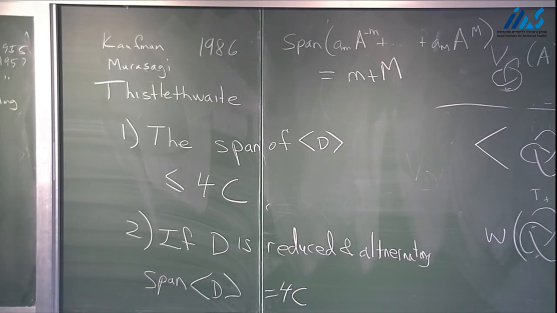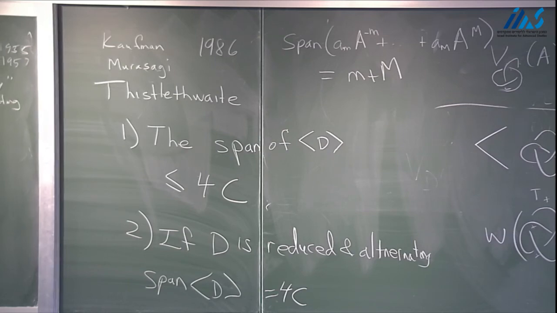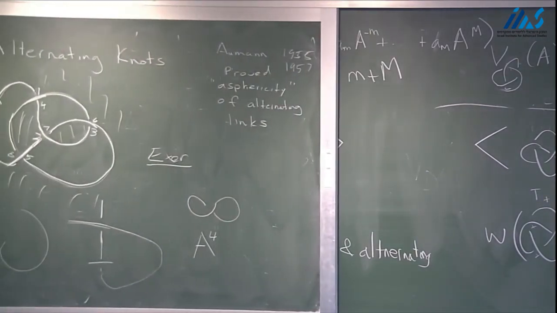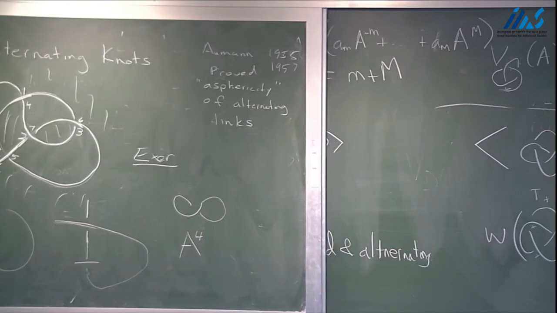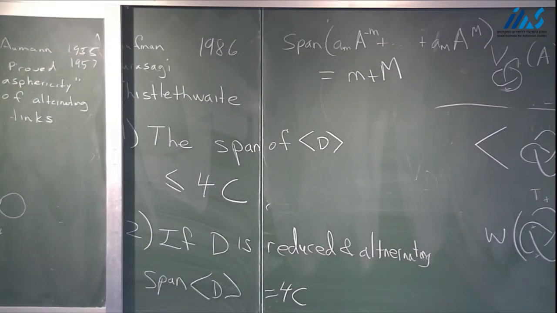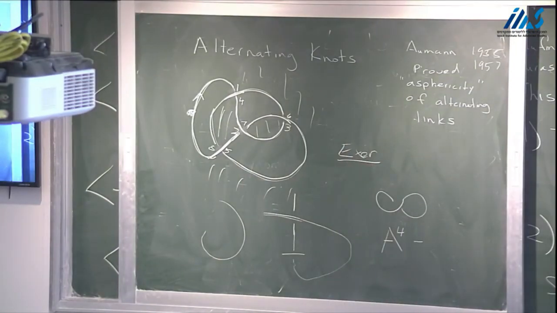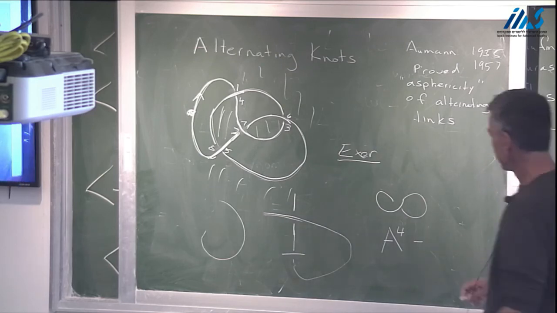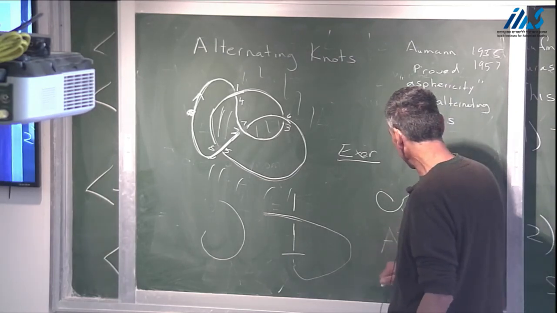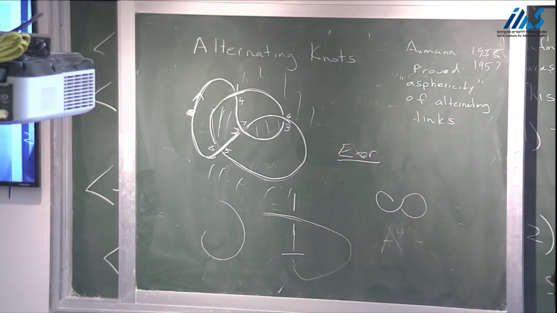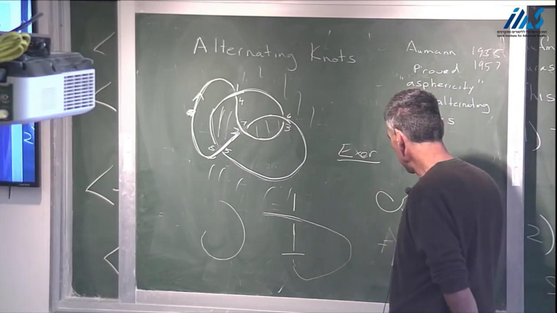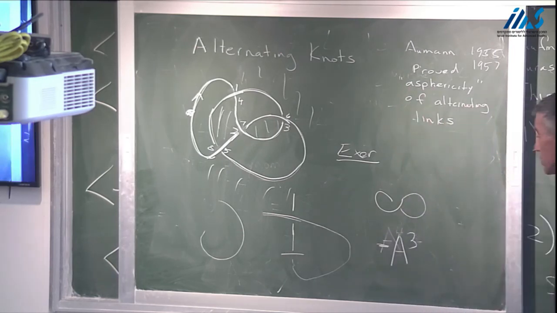But if I took something like this, remember that we worked out what the Kauffman bracket of this was. Probably I erased it. What was the Kauffman bracket of this thing? I forget already. So what is it? Somebody tell me. Minus a to the third. So the span is 0, which is smaller or equal to 4 times the number of crossings. It's not equal anymore. So this is a test.